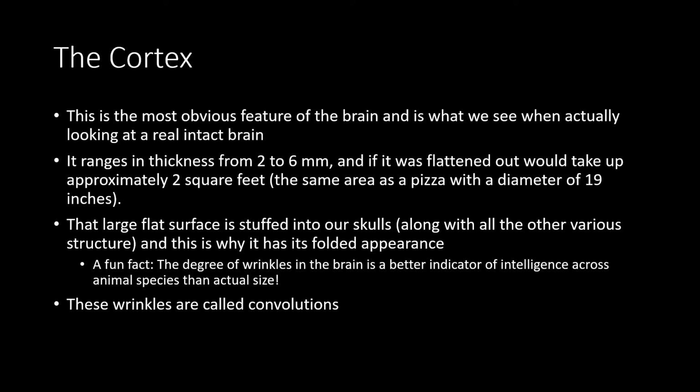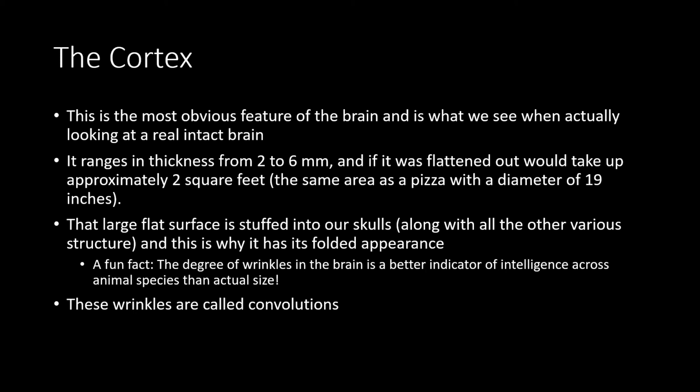The cortex. This is probably the most obvious feature of a brain, and when all of us think about brains, we tend to think about that squiggly surface of it, and we are actually looking at the cortex when that's what we're looking at. Now, the cortex itself is actually a sheet of cells, and it ranges in thickness from 2 to 6 millimeters. That is probably less than 1/8 of an inch up to 1/4 of an inch approximately.